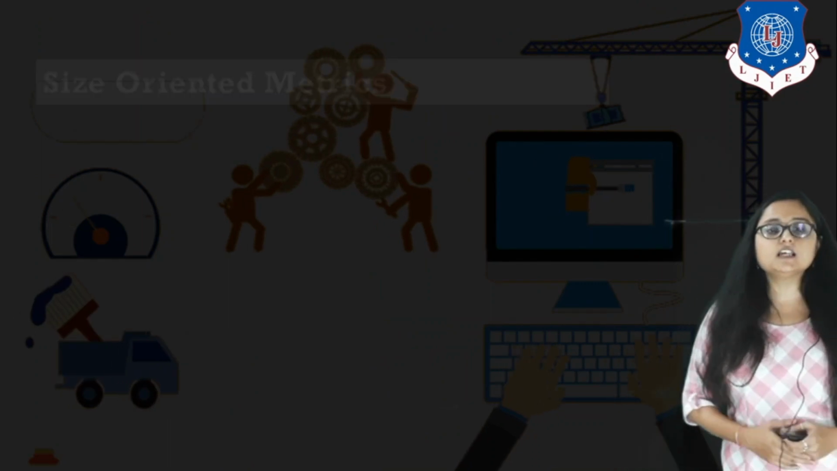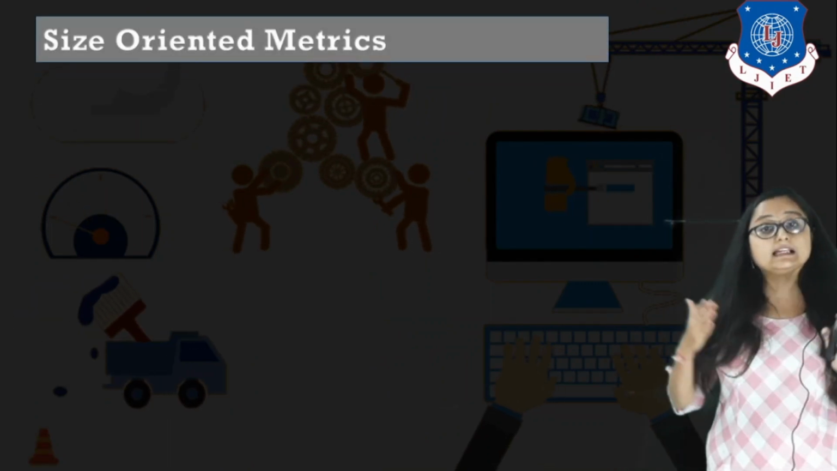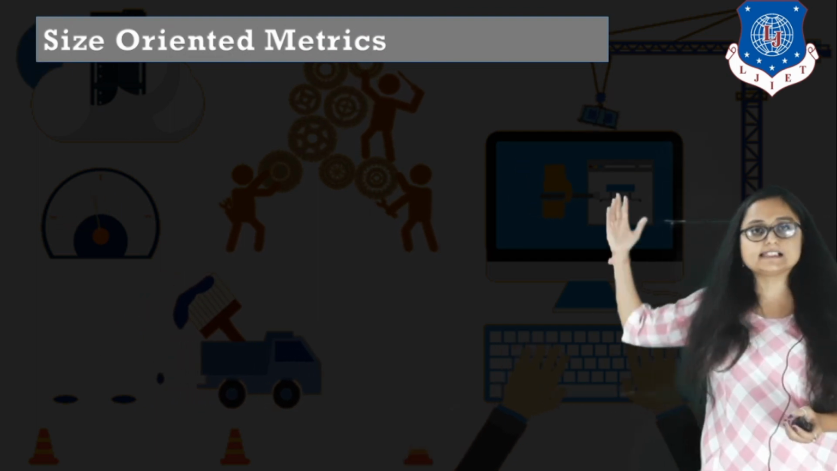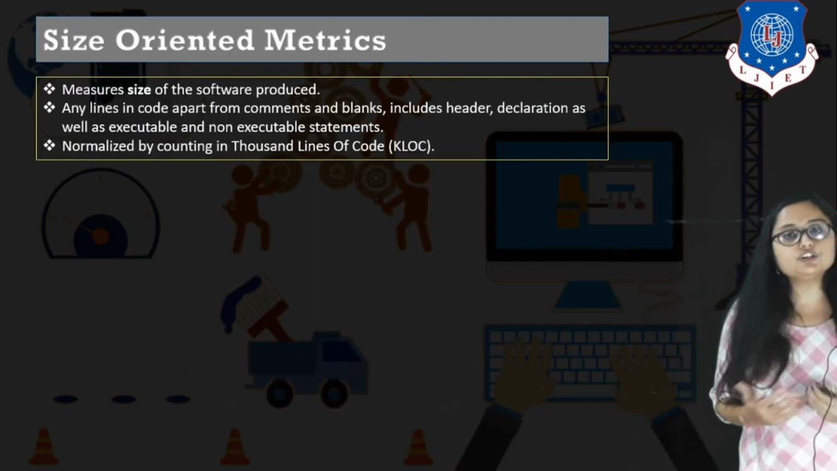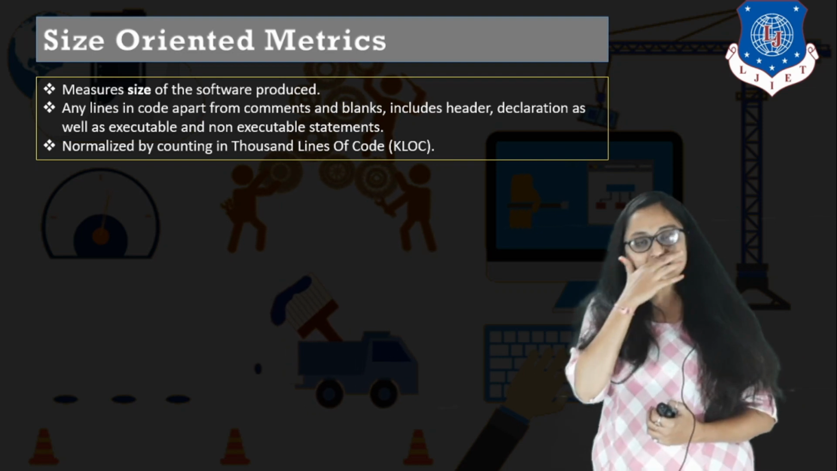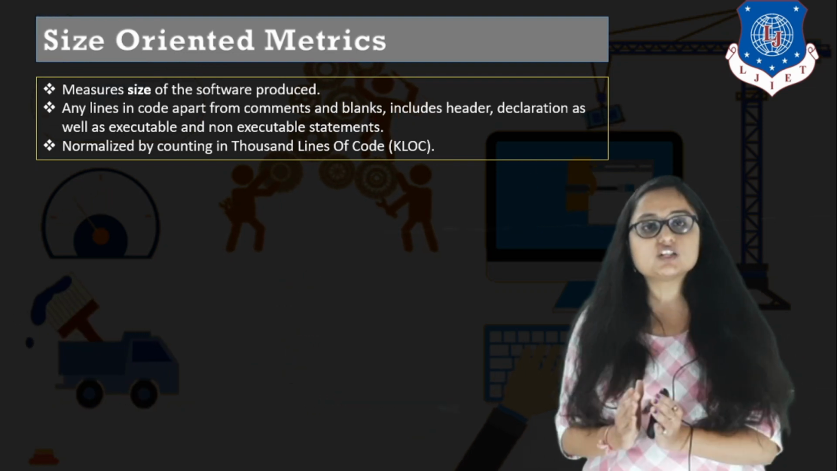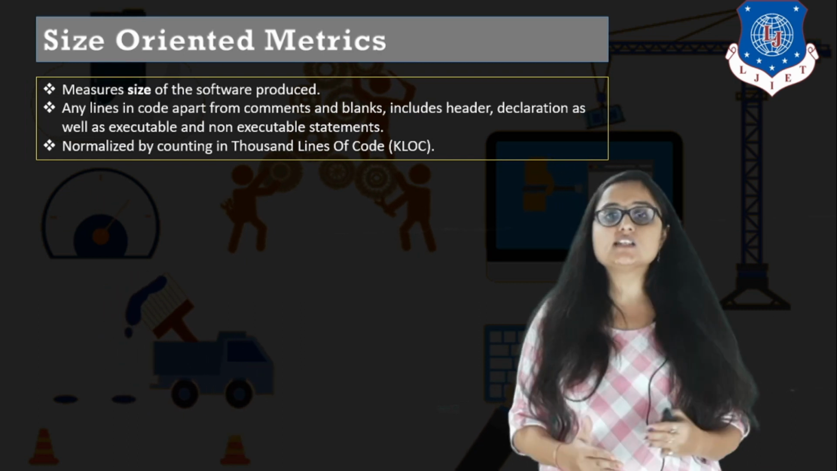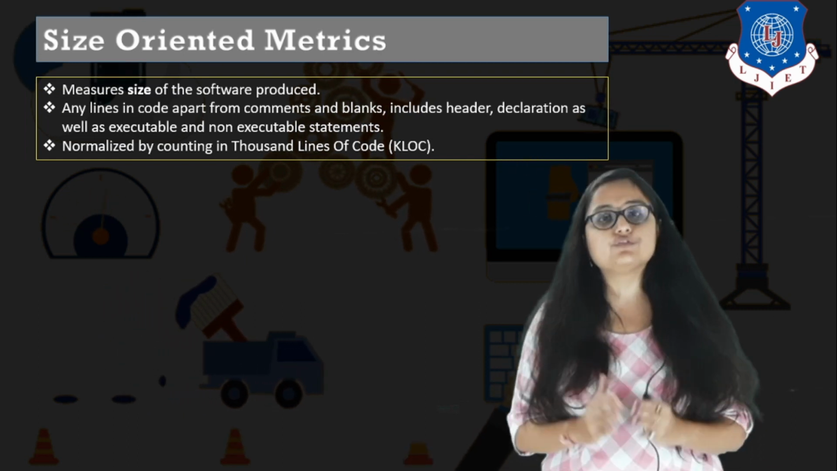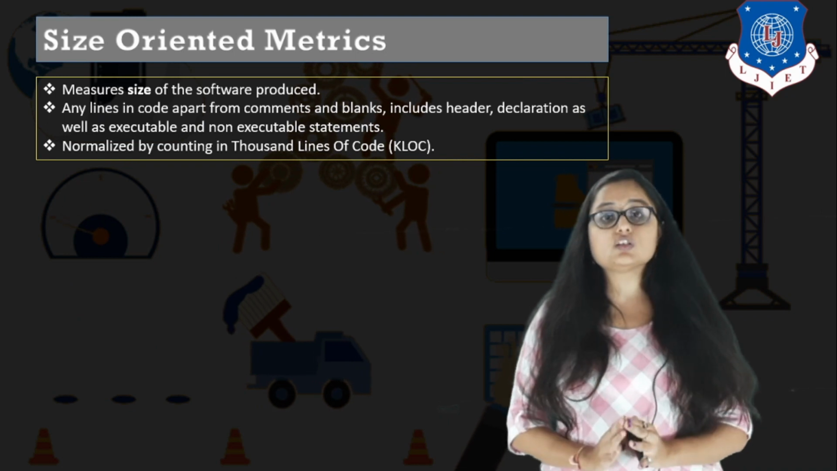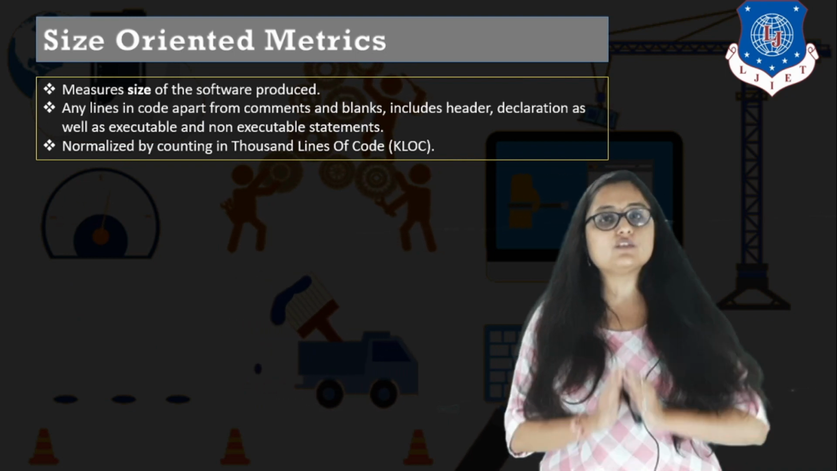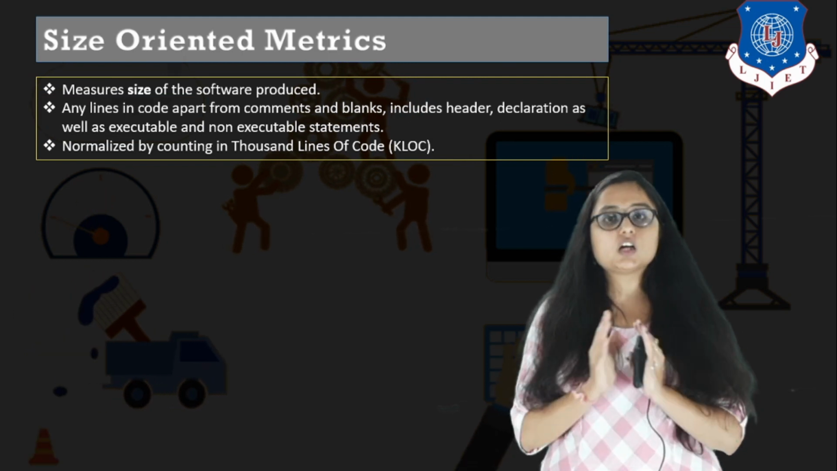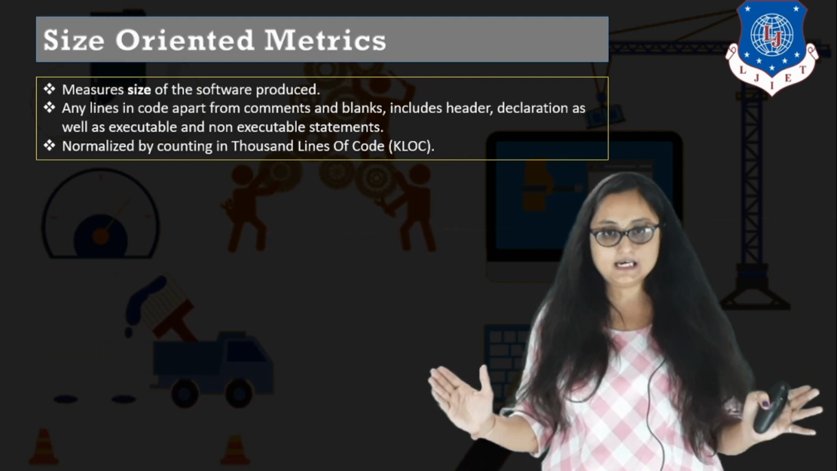Now let us study the first direct metric, or you can say direct measure metric, that is size oriented metric. Now what do you mean by size oriented metric? Basically, size oriented metric measures the size of the project, and by size we obviously mean lines of code. Now if you want to count the lines of code, the basic rule is you have to count all the lines, but you have to exclude the comments and the blank lines, right?